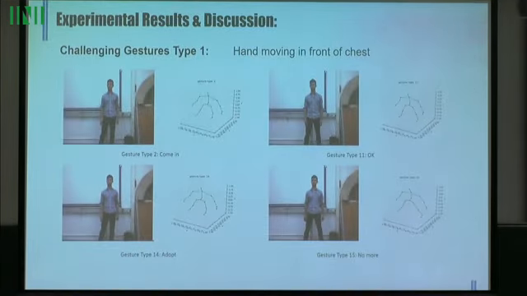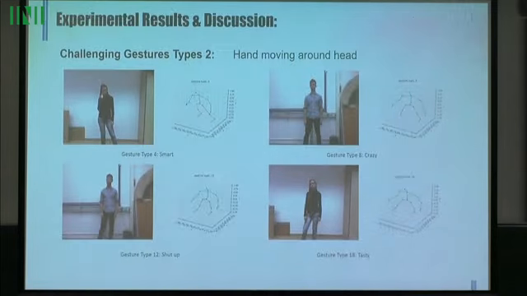So these are the challenge gestures. This coming and type OK and adopt. You see, only just small hand movement. So these four are very similar in terms of classification.